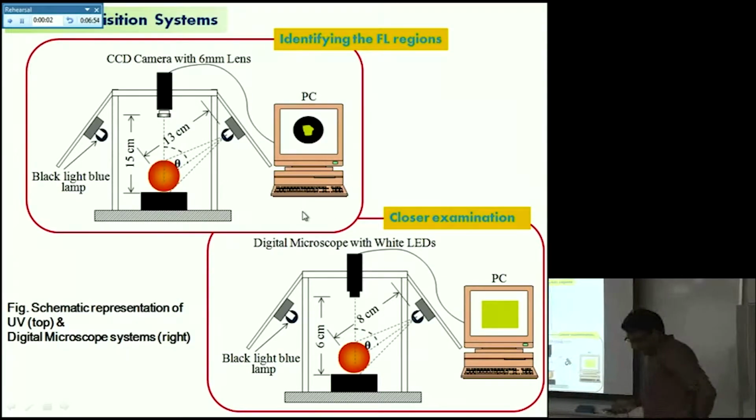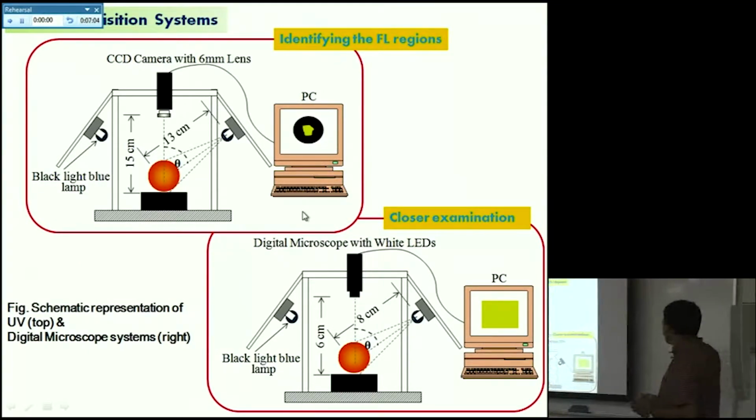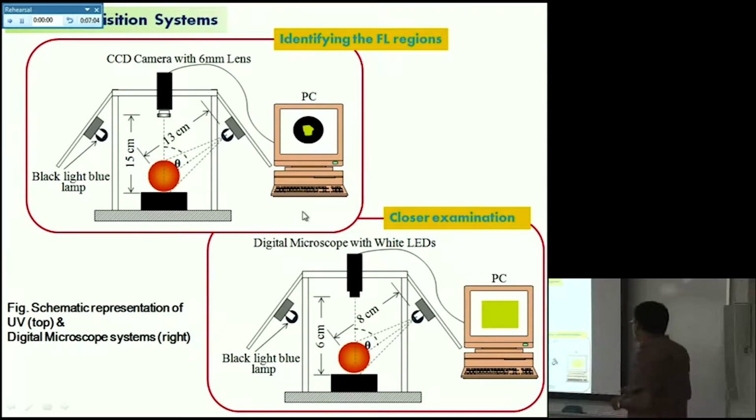Then the randomly collected samples were tested in the laboratory using a UV illumination system, which is composed of 4 fluorescence lamps and a VGA format CCD camera to identify the fluorescence regions of each sample. After identifying the fluorescence region of each sample, we use the digital microscope system to acquire inverse color and fluorescence images for closer examination.